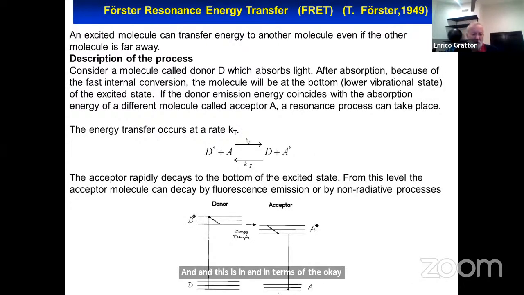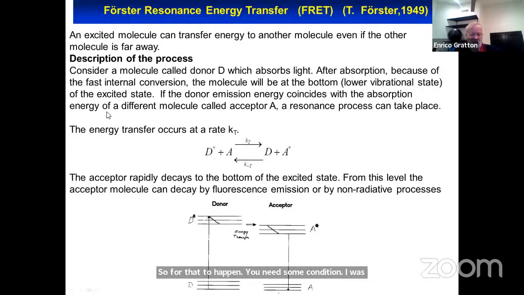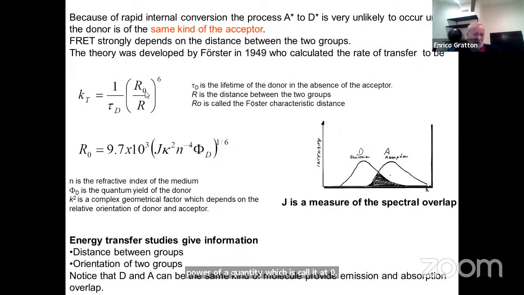Okay, so in order for that to happen, you need some conditions, as was said by Dave. First of all, you need a rate of energy transfer. And this rate of energy transfer goes with the 6th power of a quantity called R0, which is measured in angstrom, and depends also on the lifetime of the excited state. So R0 is a complex quantity, which depends on the overlap integral between the emission and the absorption, depends on the kappa squared, the angle between the absorption and the emission dipole, depends on the index of refraction, and depends also on the quantum yield of the donor. And this is the formula that Förster produced in 1949, and this is essentially accepted by everyone.